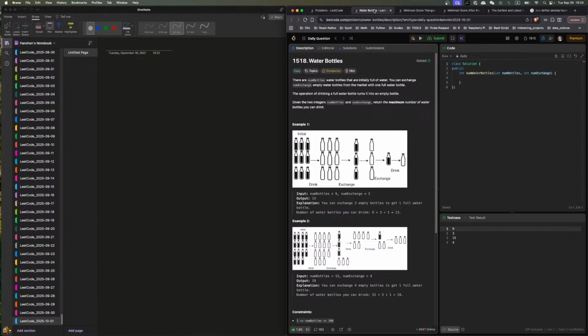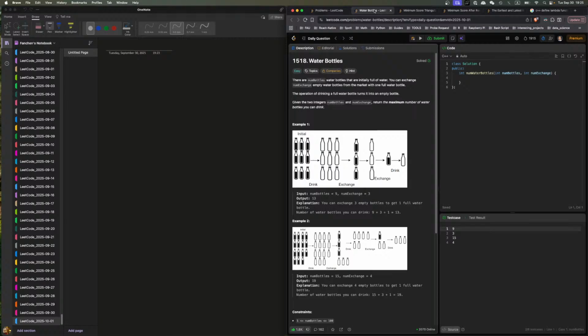There are num bottles of water bottles that are initially full of water. You can exchange empty water bottles from the market with one full water bottle. The operation of drinking a full water bottle turns it into an empty bottle. Given the two integers, return the maximum number of water bottles you can drink.